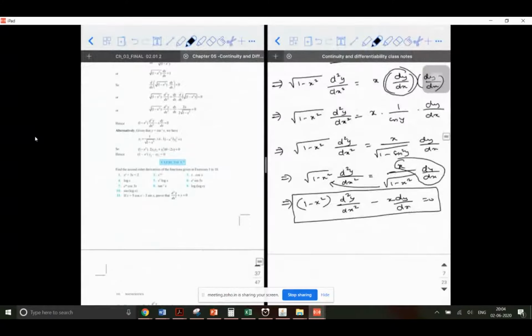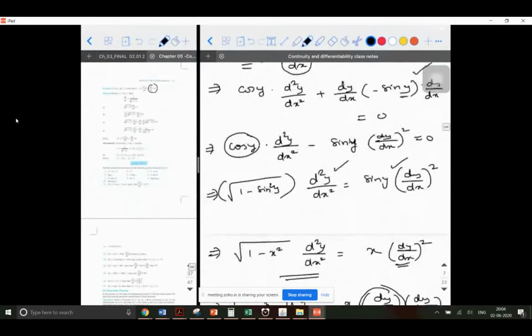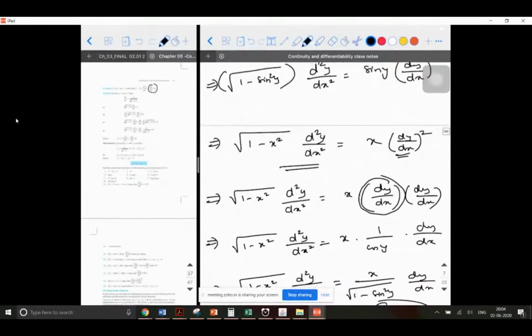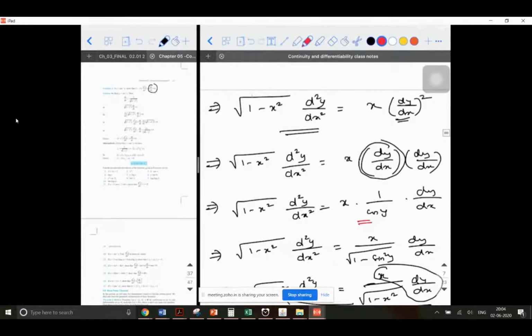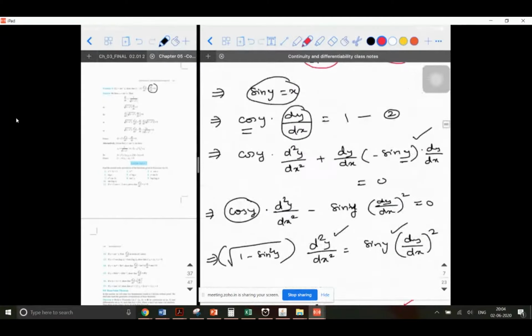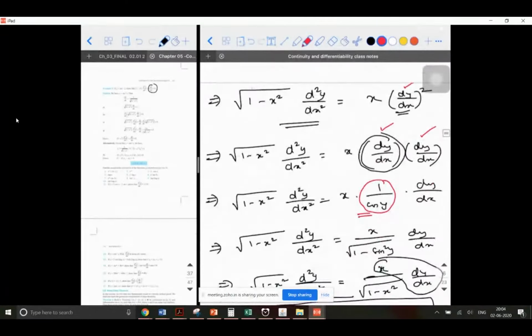Sir, can you repeat it once more? Which part? From the part where the dy by dx is converted into 1 by cos x. This one? I'm showing you, I've underlined it in red. What I did is dy by dx the whole square, I wrote it as dy by dx into dy by dx. So this dy by dx is nothing but 1 by cos y, because here I have cos y. Dy by dx, I take the cos y to the other side, it is going to be 1 by cos y. Am I clear with this step?